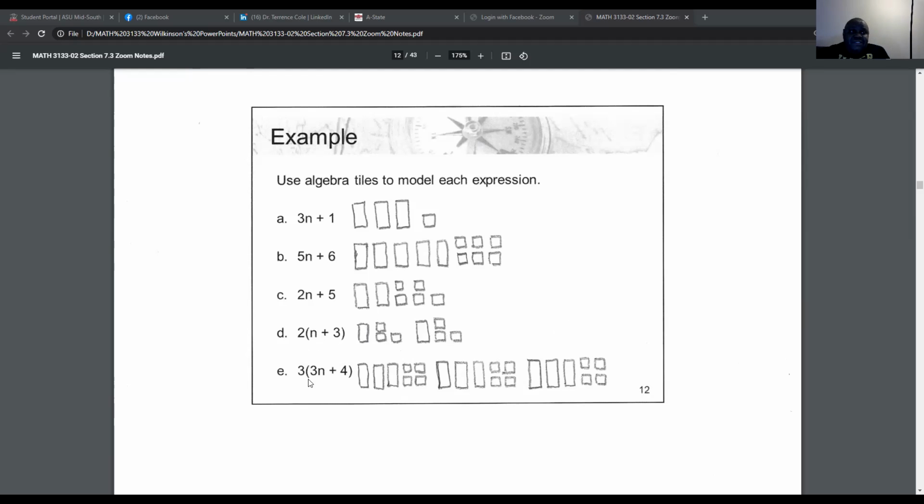Part E is the same way. 3 times the quantity 3n plus 4. Let's represent 3n plus 4 first as 3 n tiles and 4 1 tiles. The 3 on the outside means I need 3 sets of these, as you can see. So I need 3 sets of 3 n tiles and 4 1 tiles. Now, if you did the distributive property, 3 times 3n would be 9n, plus 3 times 4 would be 12. So this would represent 9n from the 9 n tiles, and then plus 12 1 tiles for the plus 12.